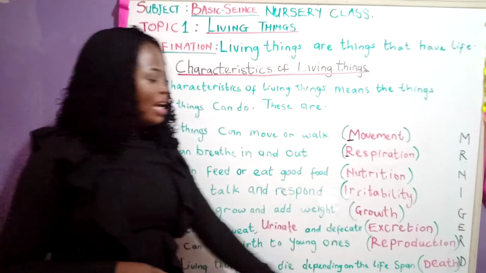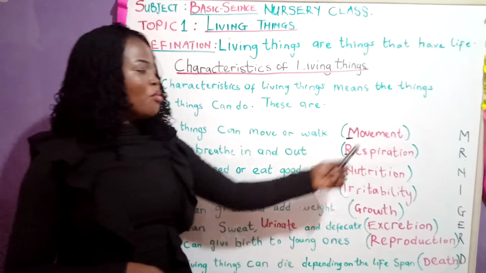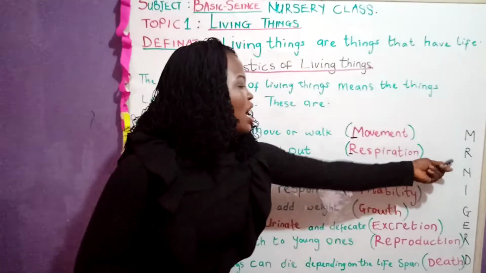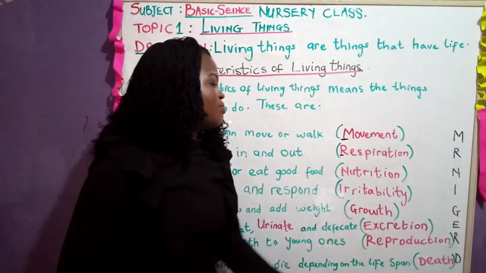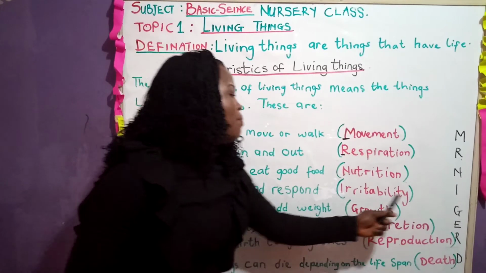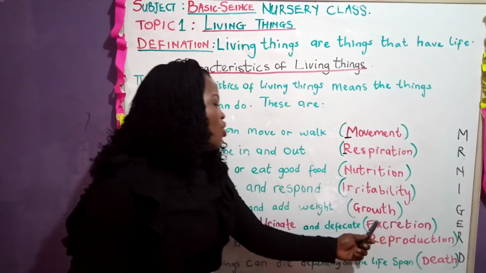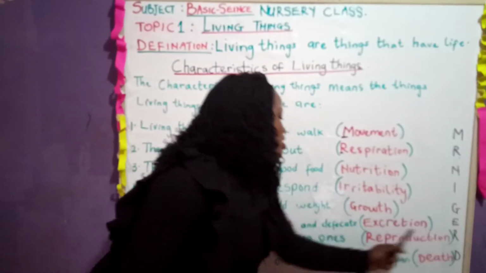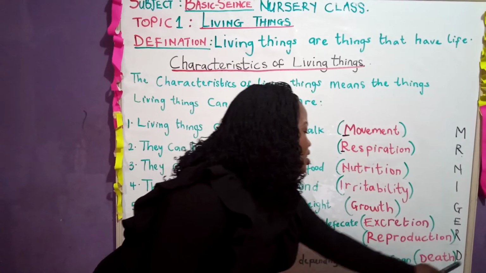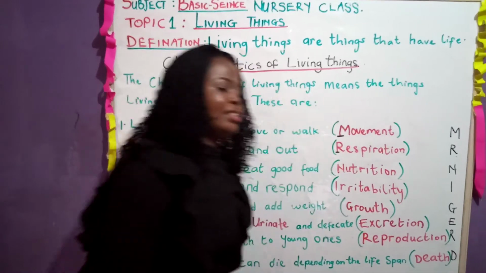Mr. Niger D. M stands for movement, R stands for respiration, N stands for nutrition, I stands for irritability, G stands for growth, E stands for excretion, R stands for reproduction, D stands for death.